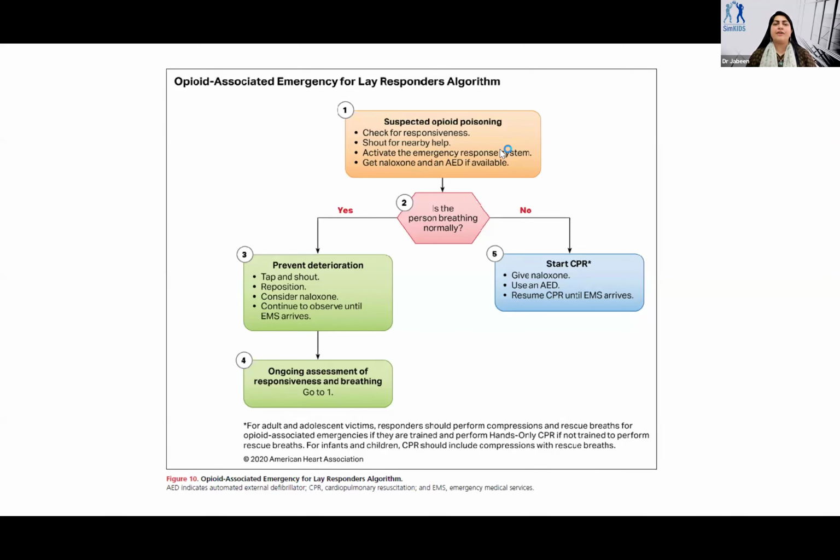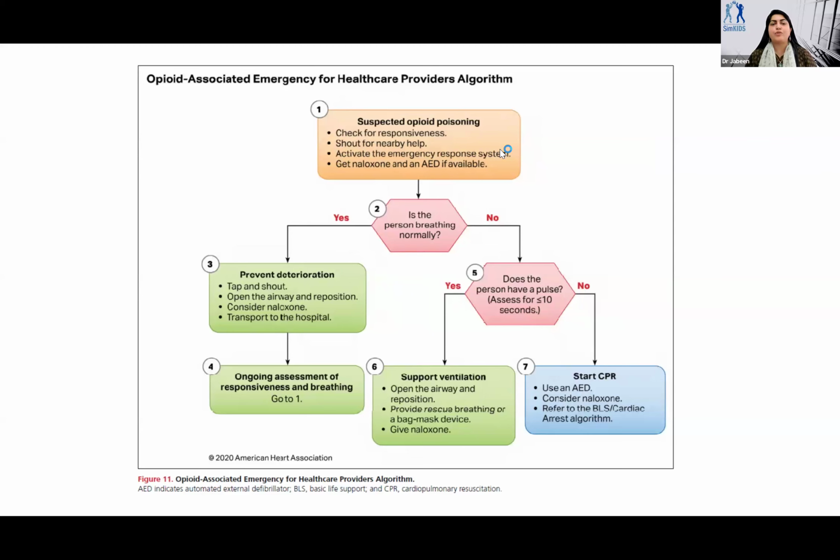And this other algorithm for the emergency healthcare providers is the same. If the patient is not breathing normally, then you will check if the pulses are present, assessing for less than 10 seconds. If the pulses are not present, then start CPR. If pulses are present, then support the ventilation. So again, even in opioid overdose, you will have to do airway, CPR, and if resources allow, naloxone.